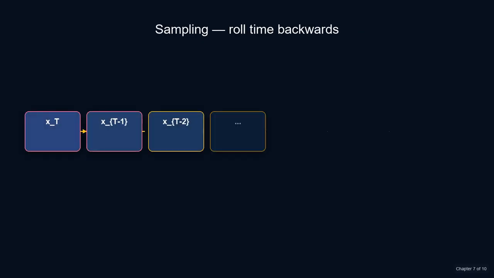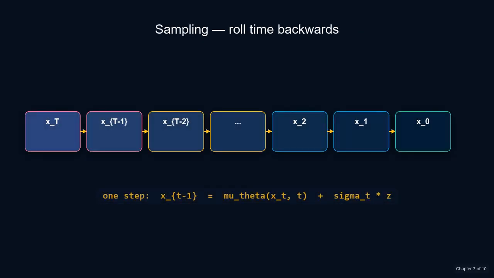To generate, start with a random tensor of pure noise and apply the reverse step t times. Each step subtracts the predicted noise, then adds a little fresh randomness to keep the trajectory exploratory. After about 50 to 1,000 steps, you get a clean image.